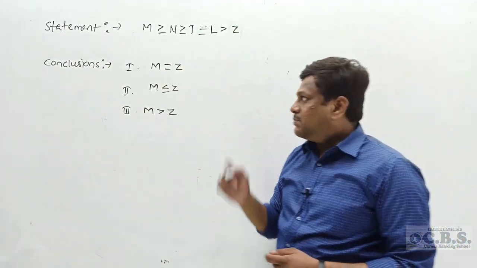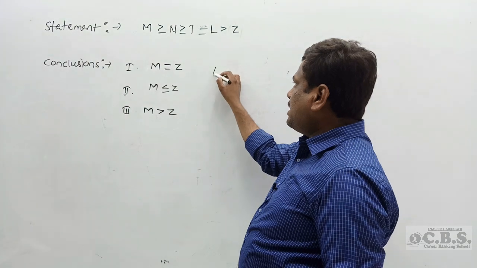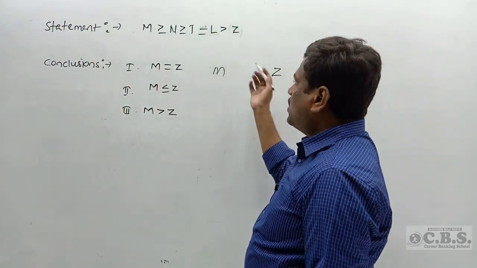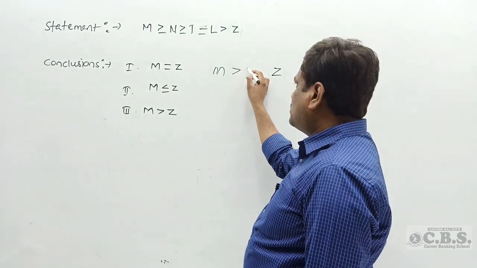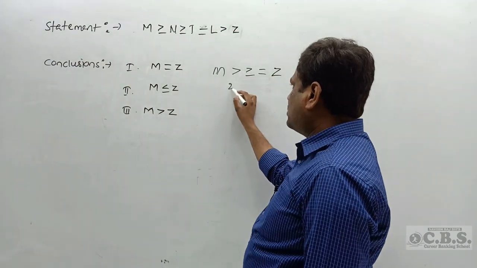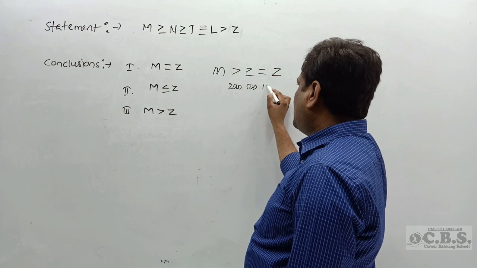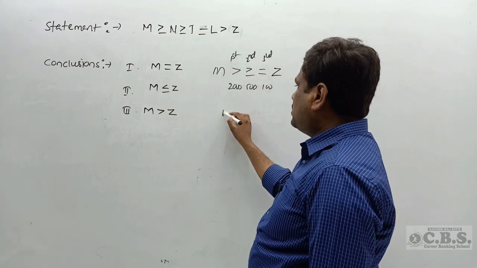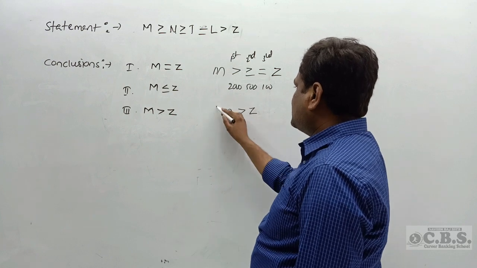Okay, next example. The conclusion variables are M and Z. What are the symbols that lie between M and Z? More than, more than or equal to, and equal to. Nothing but 2000, 500 and 100: first rank, second rank, and third rank. So definitely M more than Z is the right answer.